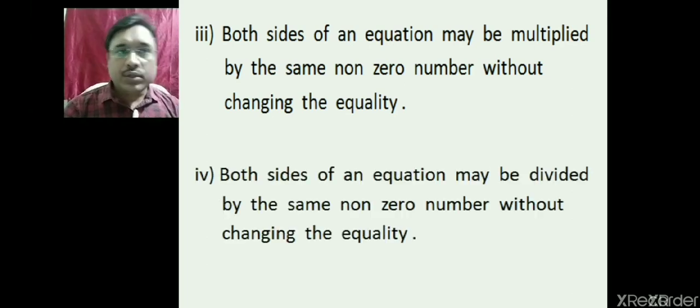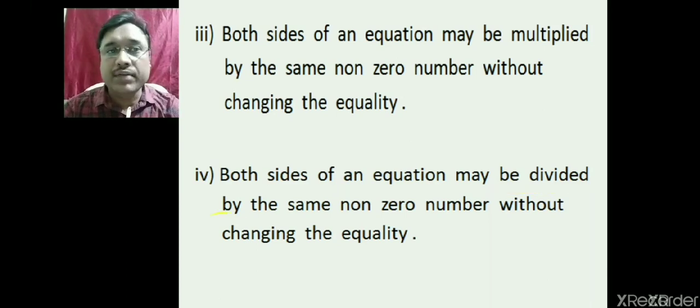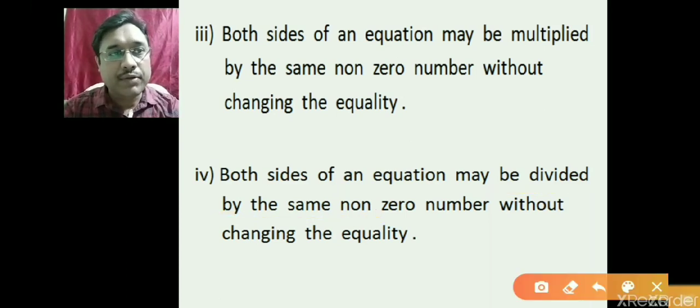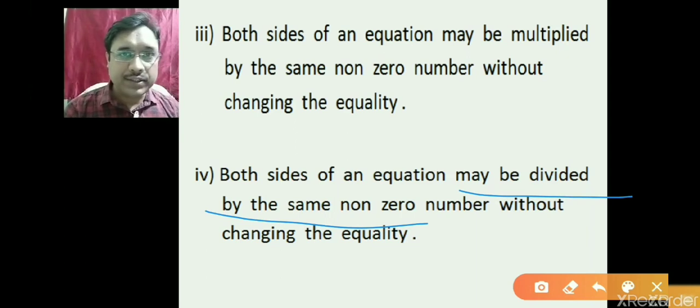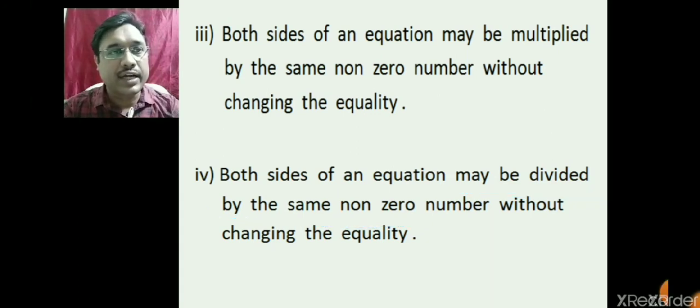Then both the sides of the equation may be divided by the same non-zero number, here also without changing the equality. That means you have to write the equal to sign then also. Okay, both the sides of the equation can be divided. That only I have done in the previous equation, where I have divided by 2. So both the sides of the equation may be divided by the same non-zero number. Here also non-zero number, because if you divide with 0, that is undefined, because the denominator will become 0 in that case.